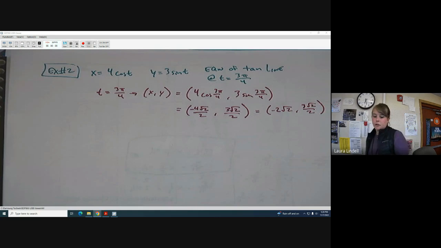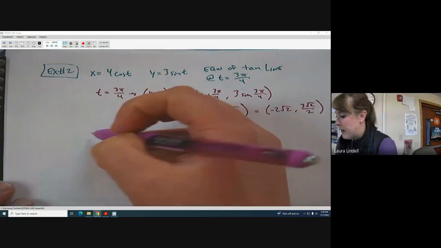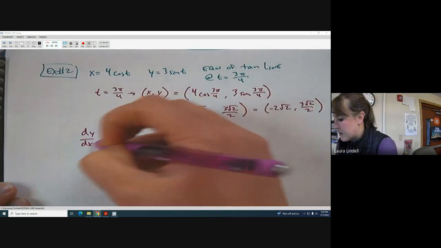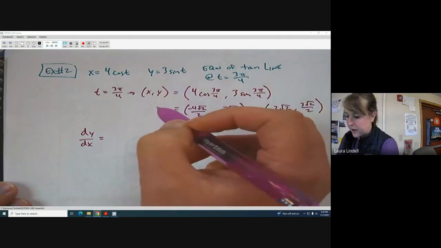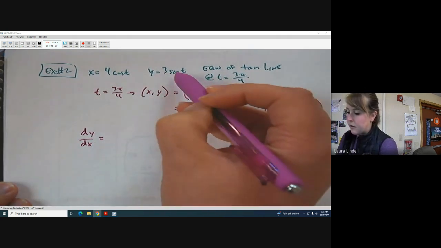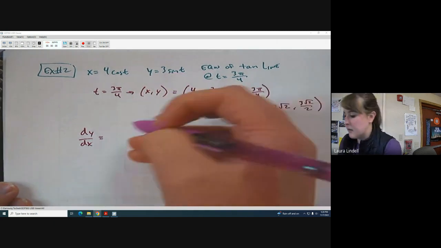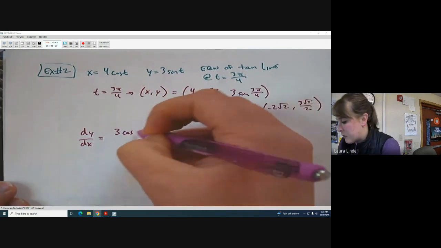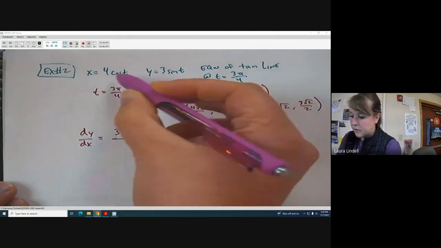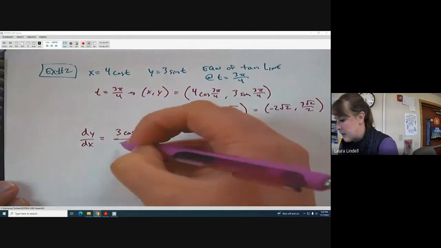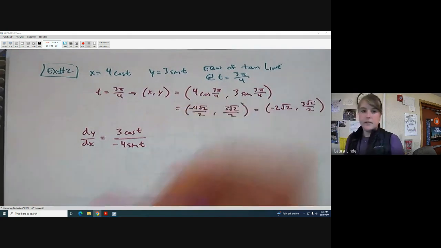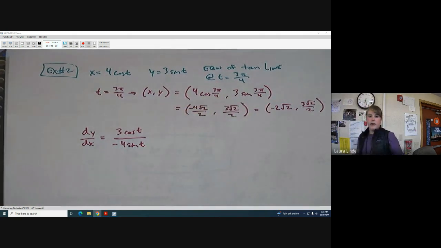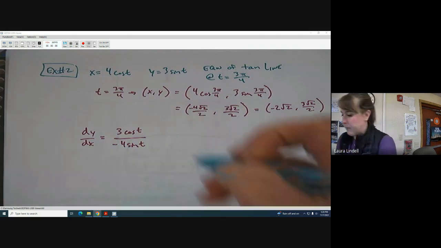And now we need a slope. So for a slope, we need dy dx, which means derivative of y on the top, derivative of x on the bottom. So derivative of 3 sine t is just going to be 3 cosine t. Derivative of 4 cosine t is going to be negative 4 sine t. But we do want to evaluate this at t equals 3 pi over 4.